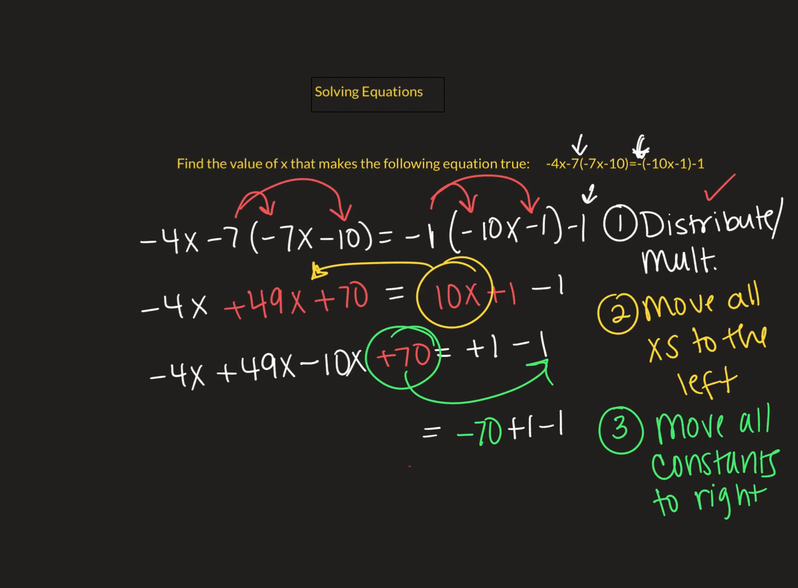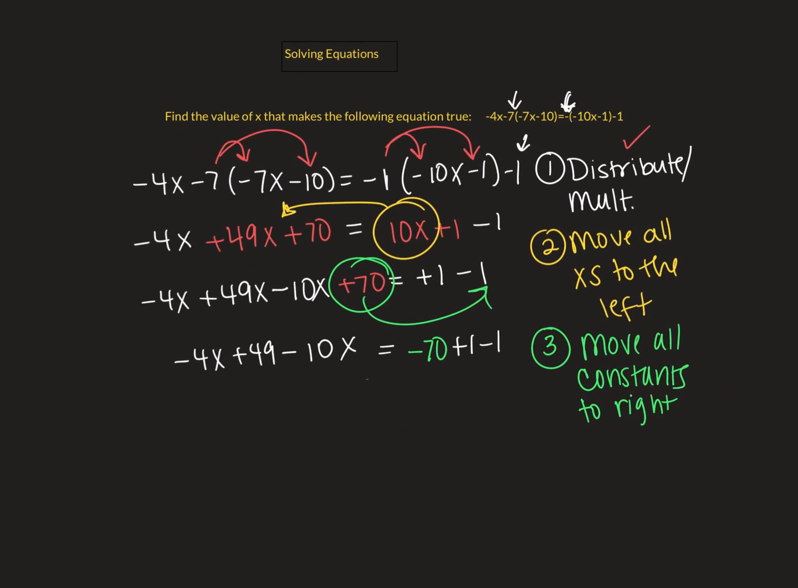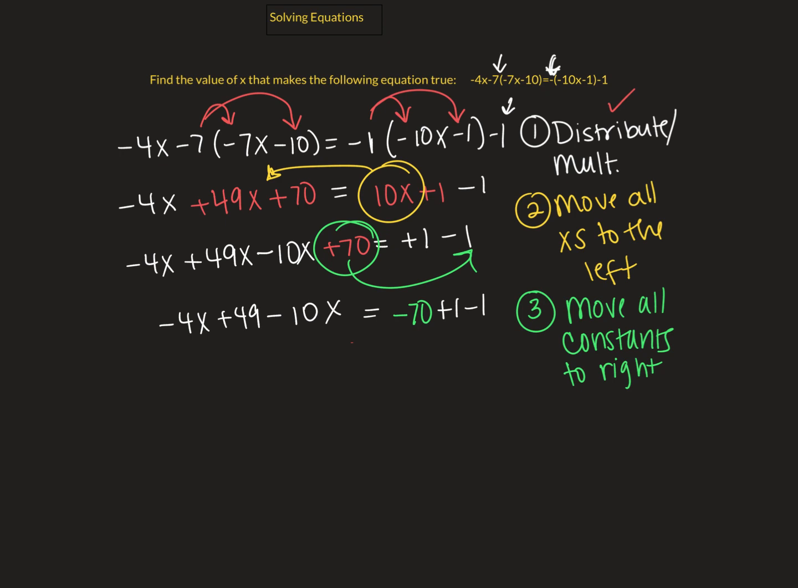And I'm going to rewrite my new left side. So negative 4x, my 49x, and my negative 10x. So basically now I have grouped them where I have all my x's on the left and I have all my constants on the right. I'm going to go ahead and have a fourth step here. And that's going to be to combine like terms on each side of the equation.